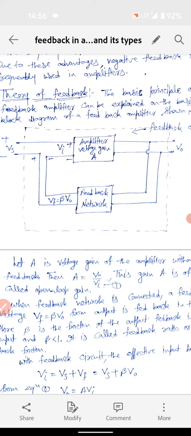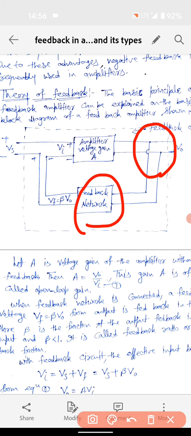As per our definition, we have taken a fraction of the voltage from the output. Here we have picked up a part of the output voltage through this feedback network. A feedback network is the network which will use this much of the output voltage.